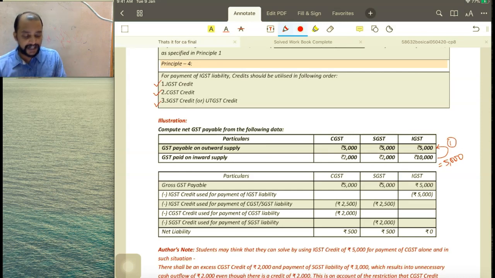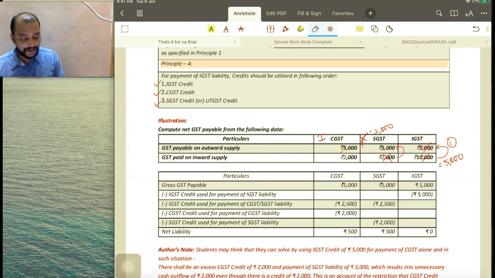Now, what is the first alternative? I can use 5,000 for payment of CGST. That is the first alternative. If I use 5,000 for payment of CGST, then I will not have any CGST liability. And IGST liability is over. IGST credit is also over. Now, using SGST credit, I will pay SGST liability. So SGST credit is exhausted. Still, SGST liability, how much do I have? 3,000. Can I use CGST credit for payment of this? That is, can I use this 2,000 for payment of this? No, I cannot, because CGST credit cannot be used for payment of SGST liability.